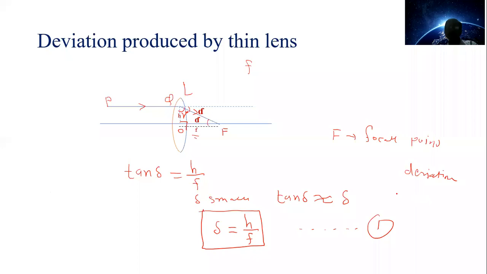Deviation. H represents the height at which the light ray is incident. F represents the focal length.